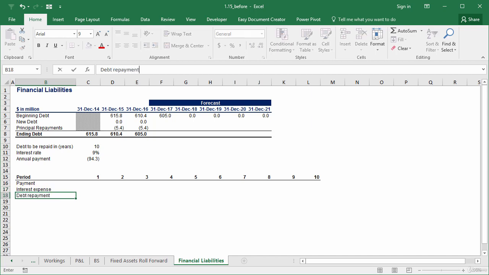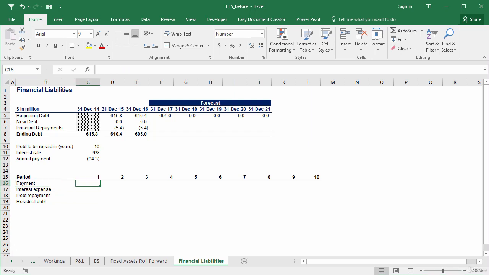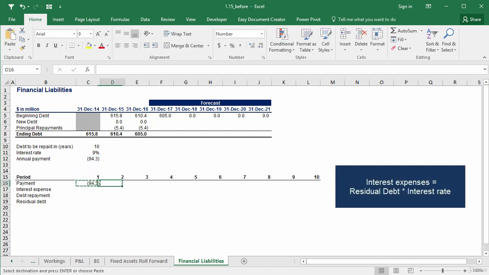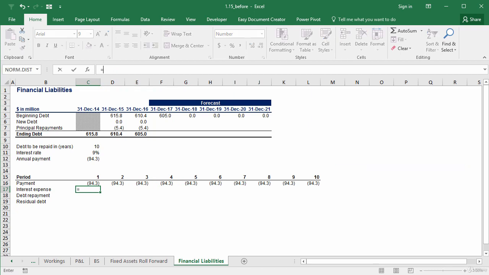We said the agreed loan amortization plan involves constant payment, so the payment will be equal to the same amount in all 10 periods. Interest expenses will be equal to the amount of residual debt at the beginning of the period, multiplied by 9%, which is the agreed interest rate. I'll negate this number by putting a minus in front of the formula.